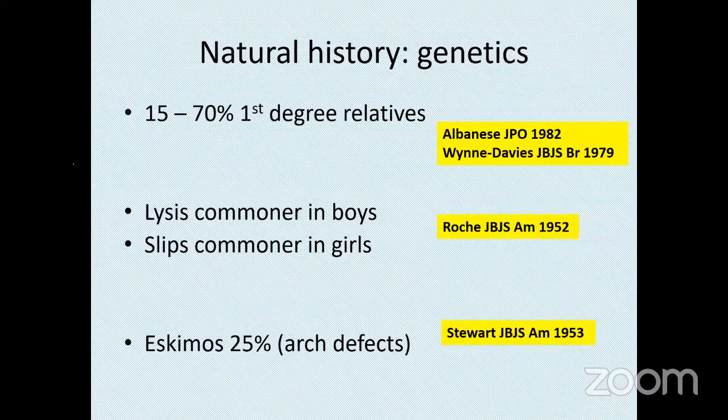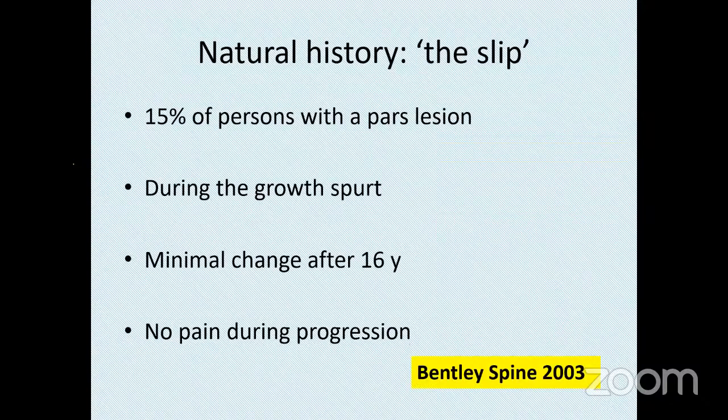Once we know that a patient has spondylolisthesis, we should also be aware of the natural history, because not all these patients need surgical intervention. There is some genetic predisposition, as 15 to 70% of these patients are first degree relatives. Lysis is more common in boys, though listhesis is more seen in girls. Eskimos are more likely to have a pars defect. Now, when we talk about listhesis, not all patients who have lysis have a listhesis.